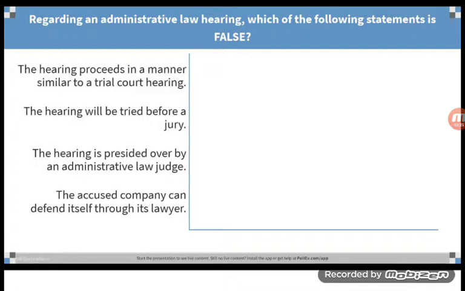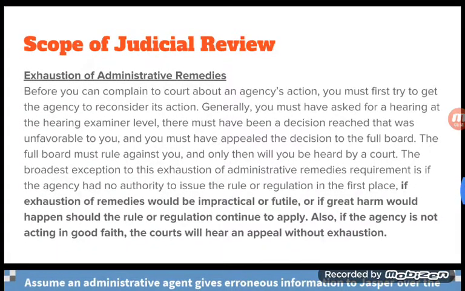It's called a bench trial because the judge sits behind a bench. Therefore, only the judge is presiding as the jury, if you want to think about it that way, and it would only be a judge decision, and there won't be a jury there. The hearing is presided over by an administrative law judge. That's true. We were just talking about that. And the accused company can defend itself through its lawyer. That's correct. We were talking about that. So the false answer there, which we had not mentioned previously, is that there won't be a jury present in an ALJ courtroom. So we have burden of proof being a little bit different and no jury being there. Otherwise, it's going to look the same, act the same as a traditional trial court.